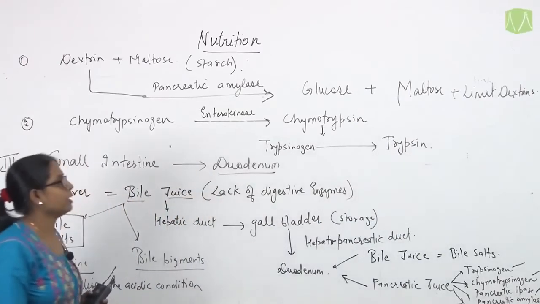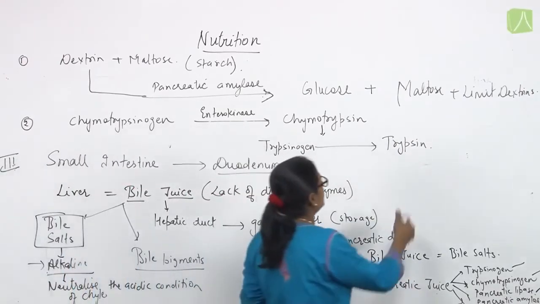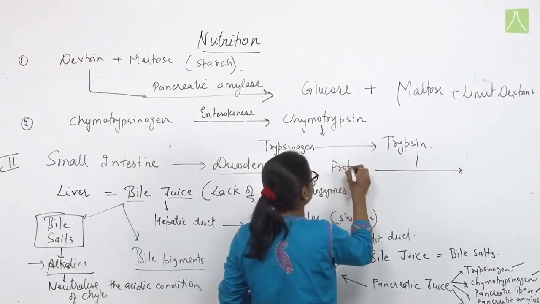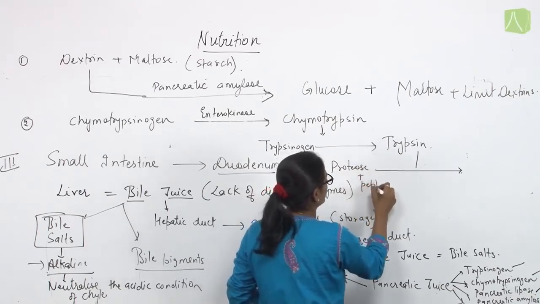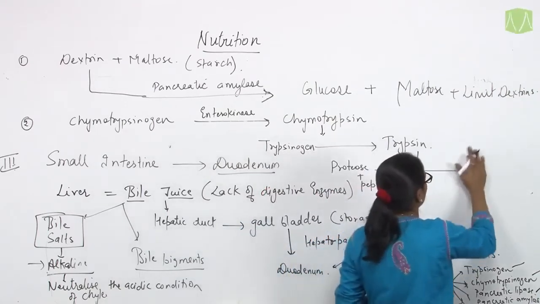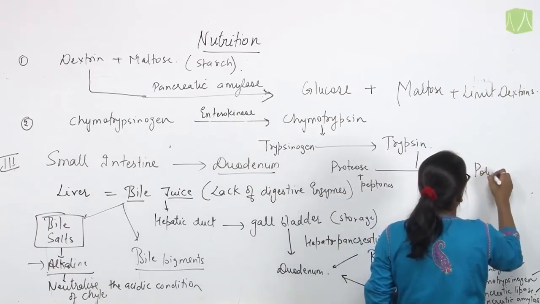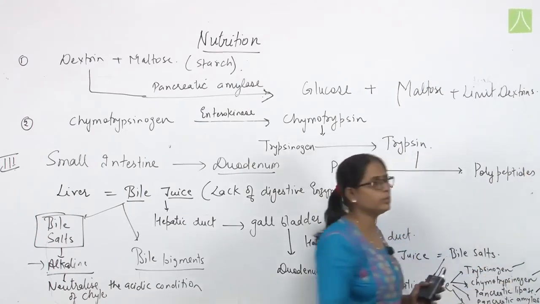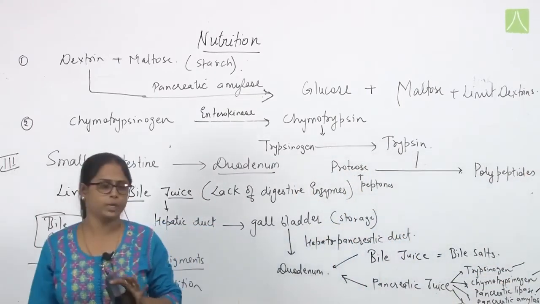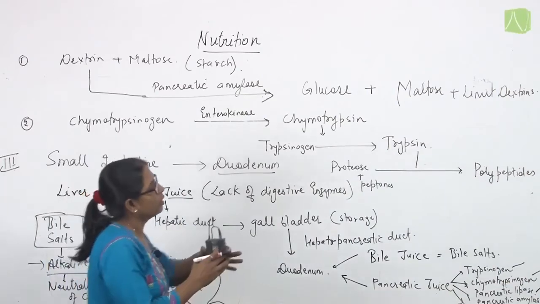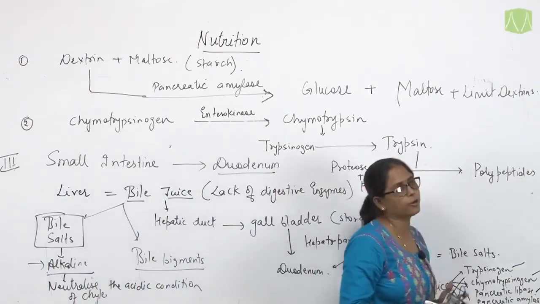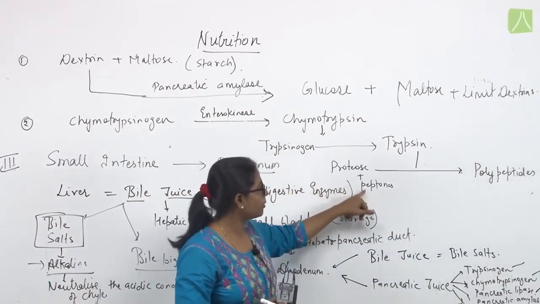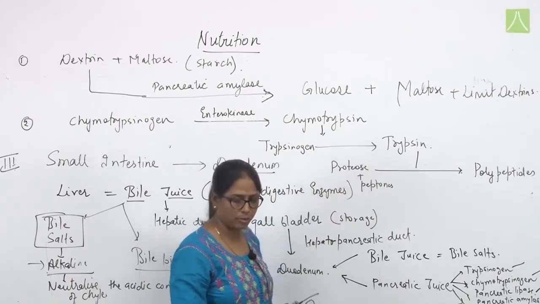Now this trypsin, the protein digesting enzyme, will then act on those proteoses plus peptones and convert them into smaller polypeptides, which include dipeptides, tripeptides and polypeptides. So we have got the smaller chains of amino acids after the digestion of proteoses and peptones by the action of the protein digesting enzyme trypsin.